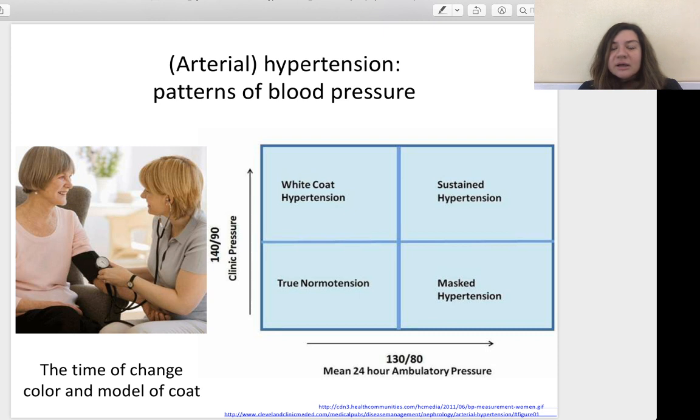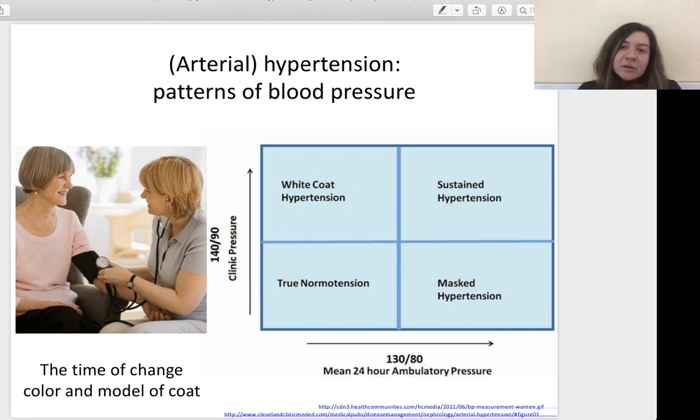If you see elevation on 24-hour ambulatory monitoring, but in the office it was all okay and blood pressure was normal during measurements, it tells you about masked hypertension. It is a hypertensive patient too, but we didn't capture the results in office blood pressure. For some reason it was normal in those moments.